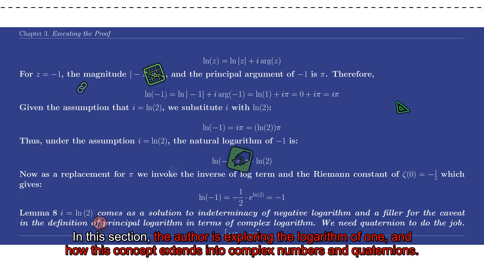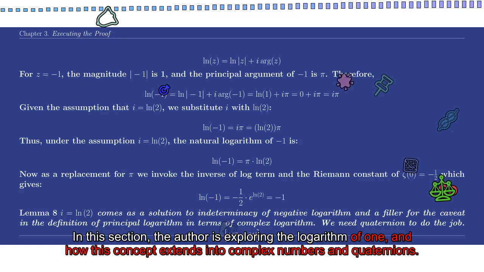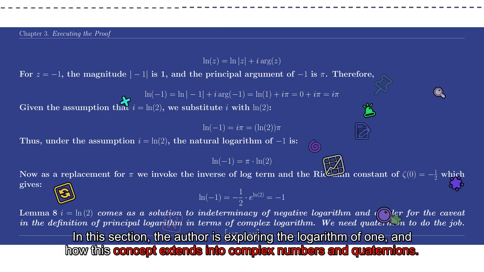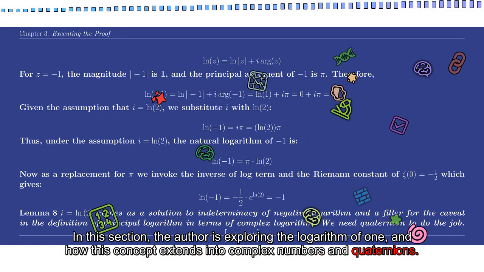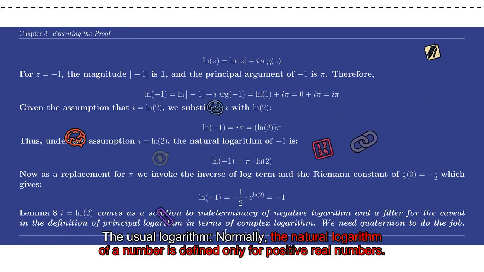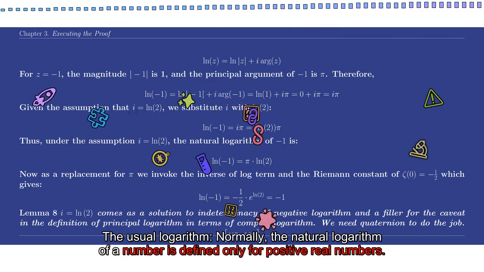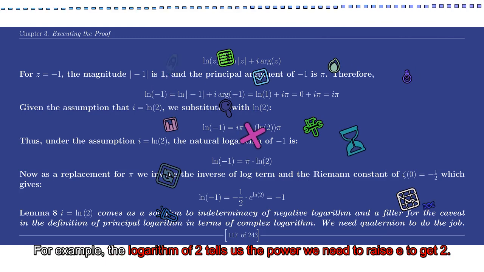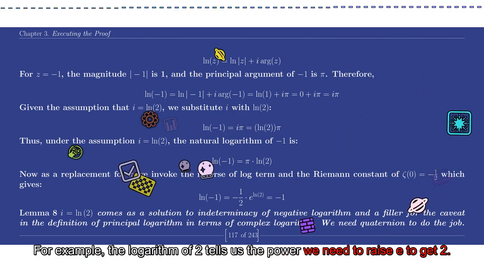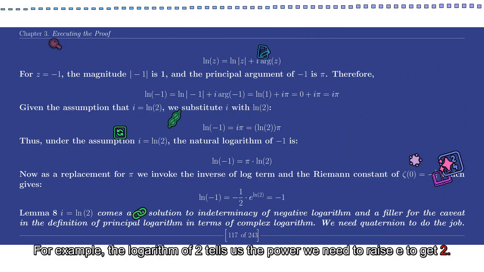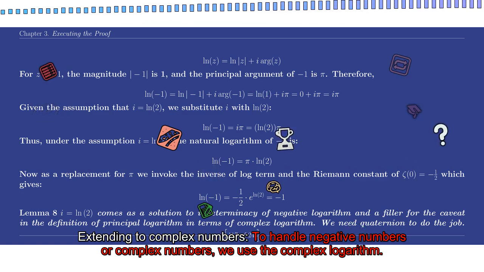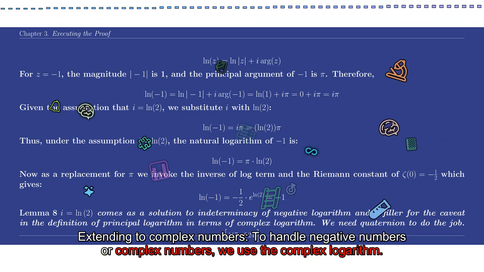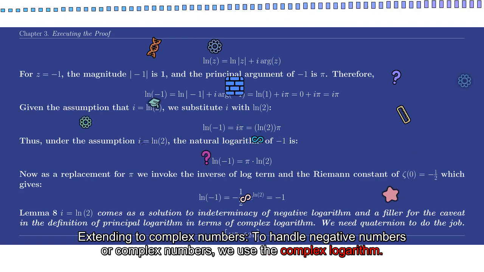In this section, the author is exploring the logarithm of 1 and how this concept extends into complex numbers and quaternions. The usual logarithm: normally, the natural logarithm of a number is defined only for positive real numbers. For example, the logarithm of 2 tells us the power we need to raise e to get 2. Extending to complex numbers, to handle negative numbers or complex numbers, we use the complex logarithm.